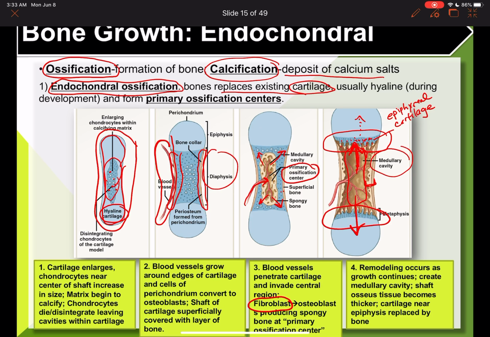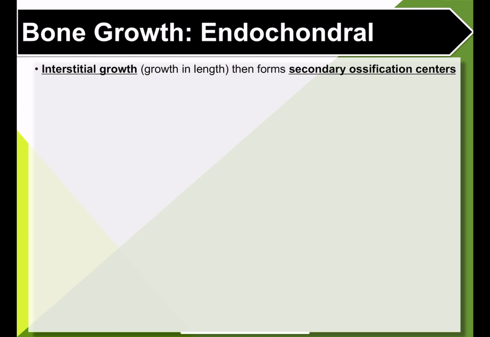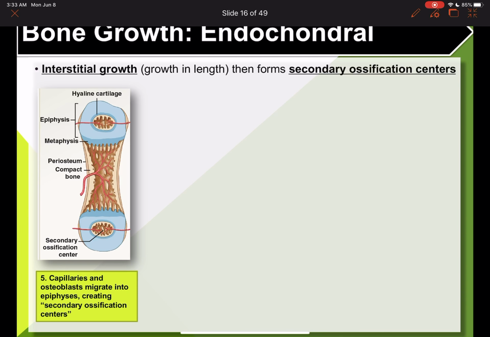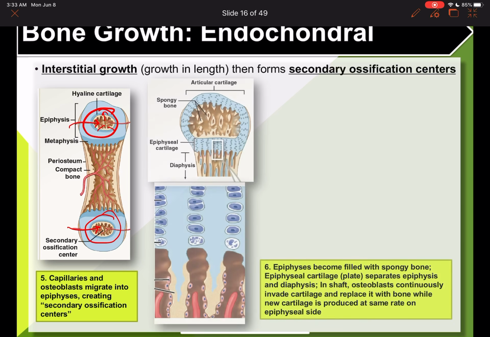And that's how our bone is able to grow in length, and that is specifically called interstitial growth, which means growth in length, and it involves formation of another ossification center called the secondary ossification center. So the primary ossification center involves the formation of the diaphysis shaft, and then to continue growth, you need to form this secondary ossification center where capillaries can penetrate into that area and start forming bone within the center of that epiphysis.